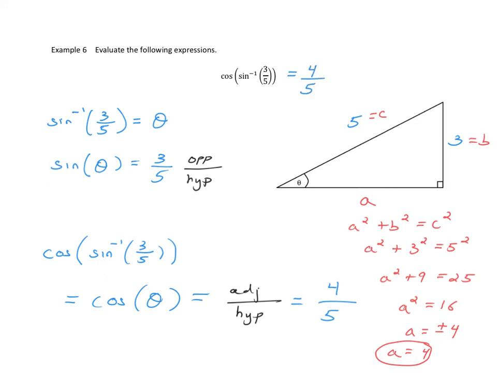Two-step process. Think about the inside part, the inverse sine, and note that it is an angle. If you change it to an original trig function, you can label these numbers on the sides of a given triangle. And then once you do that, you can solve for any of the other trig functions. And for this one, we did cosine.